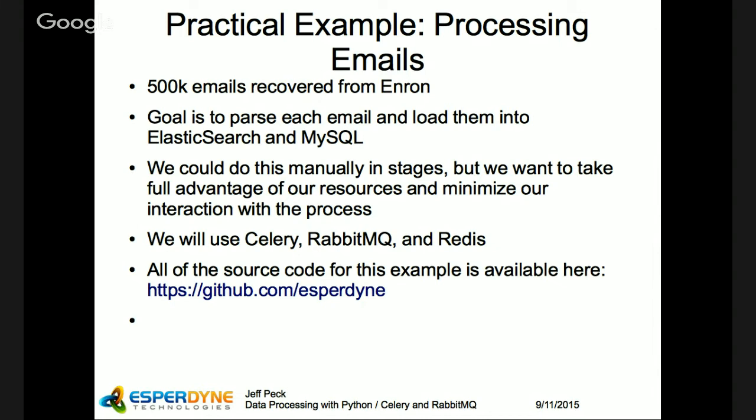The goal is to take 500,000 emails that were recovered from Enron servers and then deploy them into Elasticsearch and MySQL. Elasticsearch is just another search index, very easy to use out of the box, and MySQL, I think we're all familiar with, a database engine.